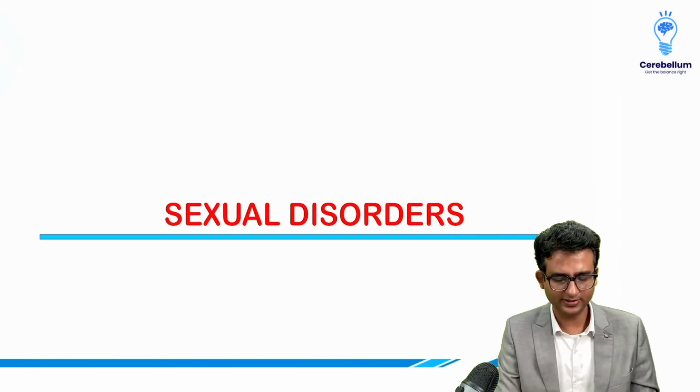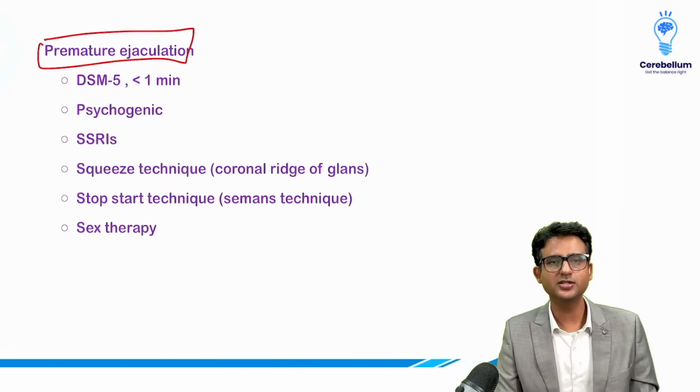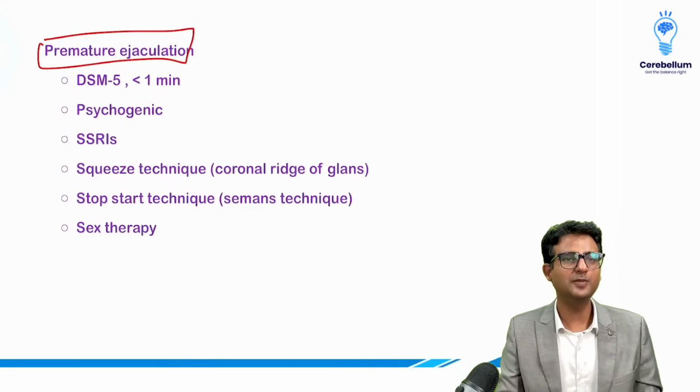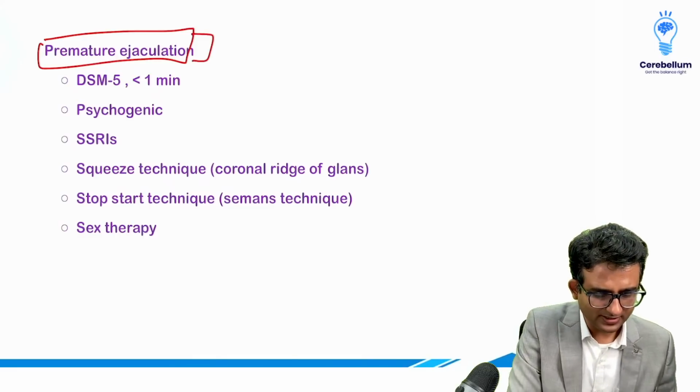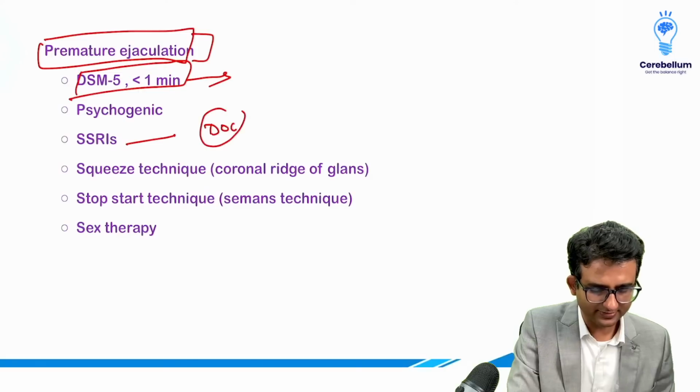चलिए, sexual disorders. एग्जाम में क्वेश्चन जो आता है आपके PME के ऊपर आता है. What is the normal duration of sexual intercourse? And when do we call it PME? So the definition of PME is if the ejaculation is happening repeatedly in less than 1 minute. Drug of choice for PME is SSRI.